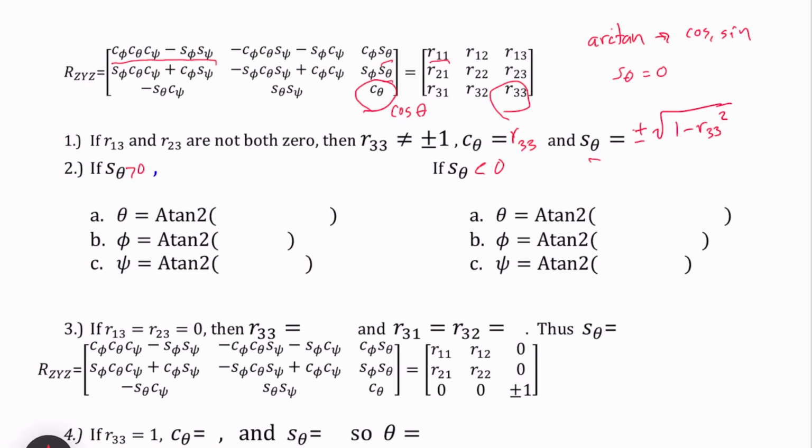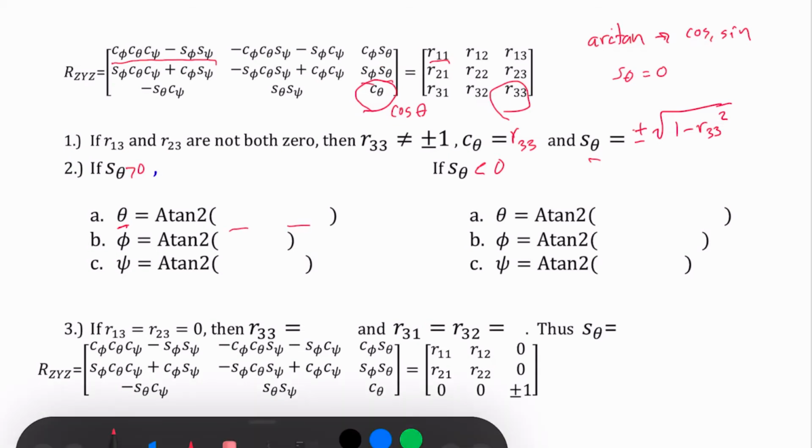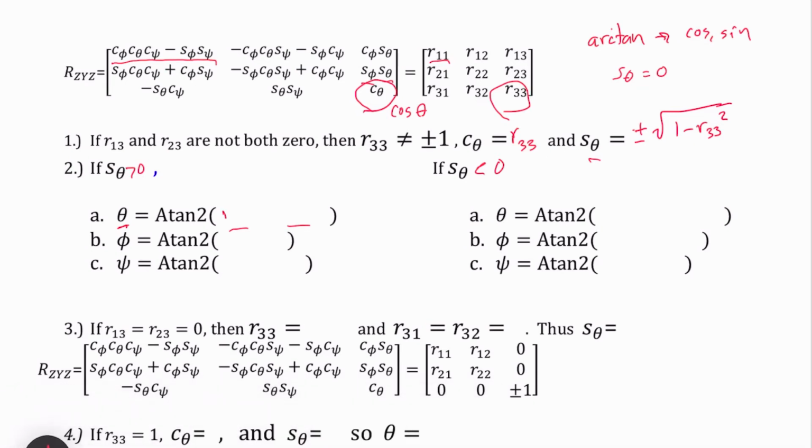Every solution to this Euler angle is going to have at least two solutions. We can pick which one to start with, but let's start with the positive value. If this is positive, then we need to figure out some entries that tell us what theta is. Remember, the arctangent 2 takes the cosine value and the sine value. So if sine theta is positive, the cosine is going to be R33, and we're going to have the positive value of the root of 1 minus R33 squared. Conversely, if it's negative, then we're going to have R33 and the negative value of the root of 1 minus R33 quantity squared.